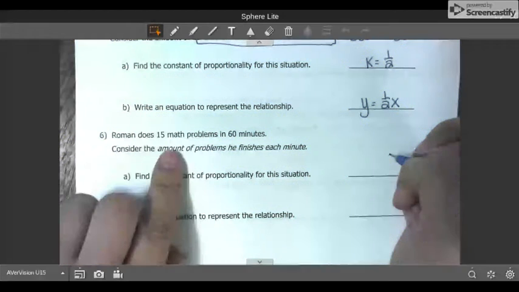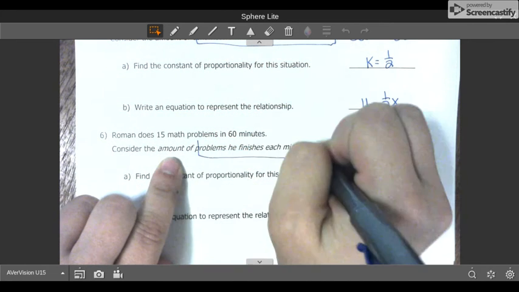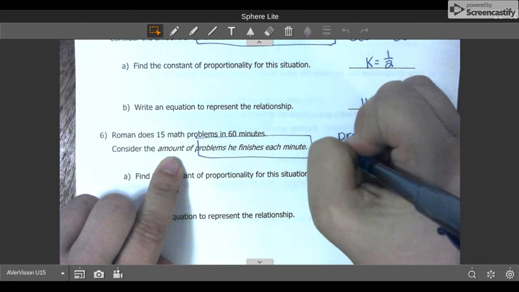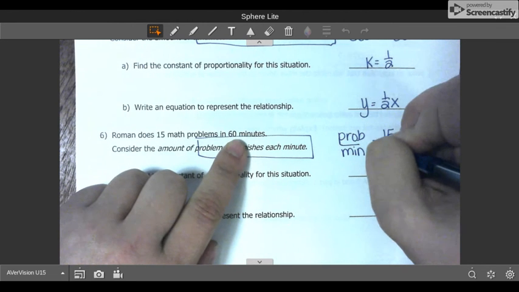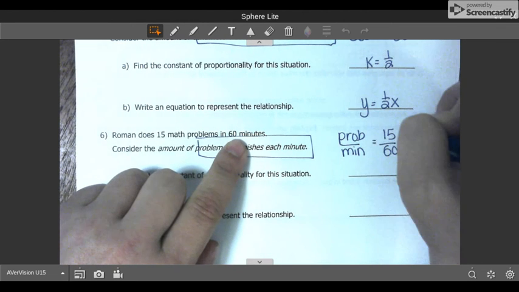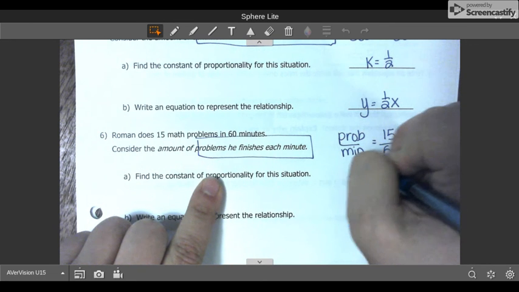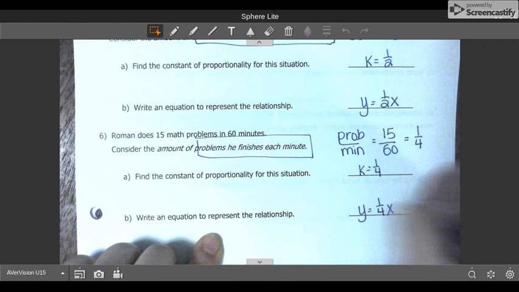Roman does 15 math problems in 60 minutes. Consider the amount of problems he finishes each minute. That means I want to do problems over minutes. He solves 15 problems in 60 minutes. The constant of proportionality is a fourth. So k equals 1/4 and y equals 1/4 x.